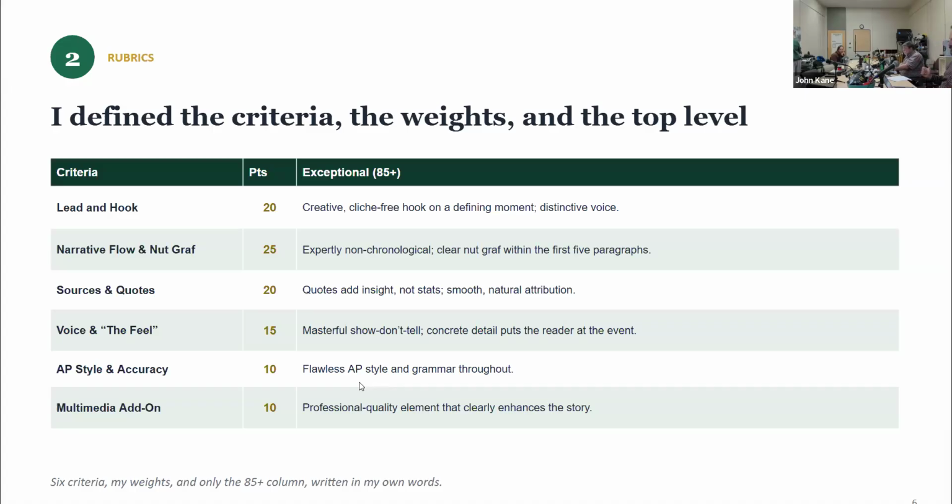So I just wrote the exceptional level. I said, okay, what's a perfect submission look like to me? And this slide here is a little shorter than what I actually wrote. I just trimmed it down for the sake of the presentation. My descriptions were closer to a paragraph. But just by inserting that, how important are each of these? How many categories do I need? And what does exceptional look like?